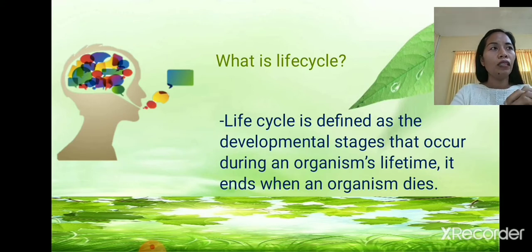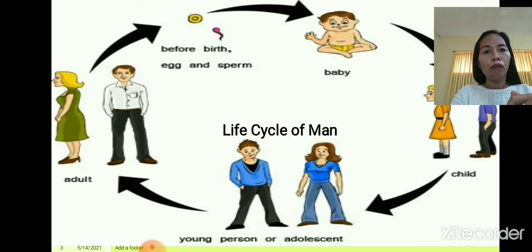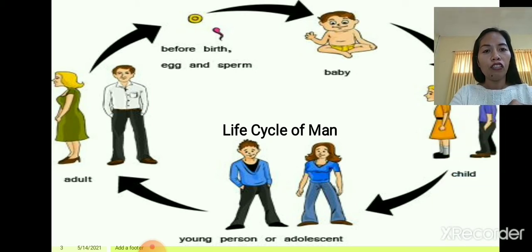Like for example, the human life cycle is comprised of 5 main stages. I have here an illustration showing a life cycle of a man. When an egg and sperm unite, it fertilizes, and then it turns into a baby, and then into a child, and then into a young person or adolescent, and finally into an adult. When a man or a woman becomes an adult, they already have the capacity to reproduce. Thus, another life cycle, another generation begins.